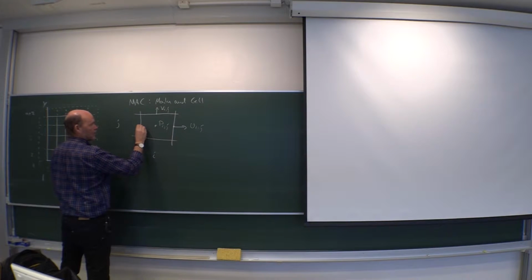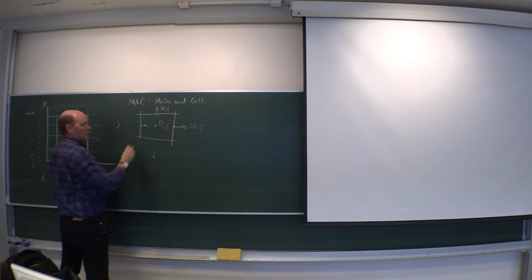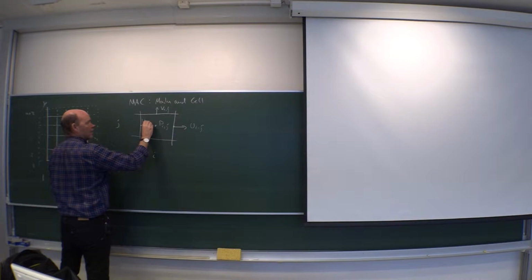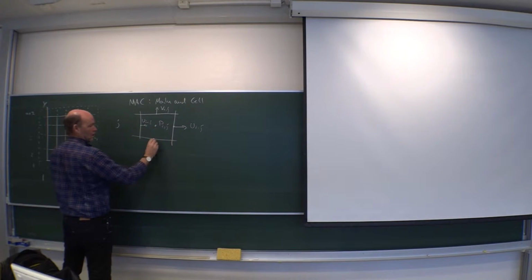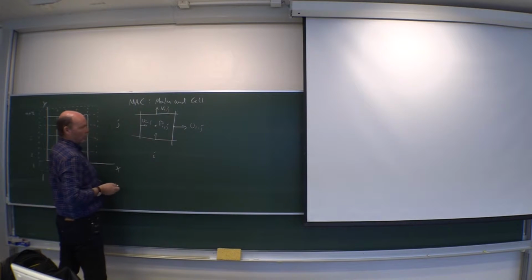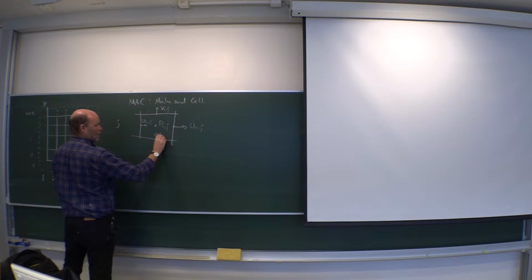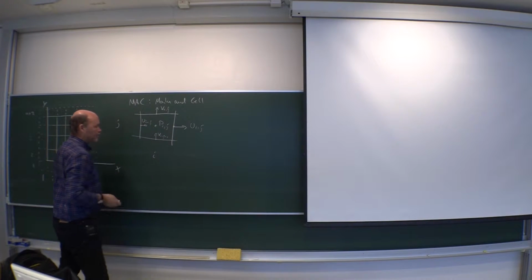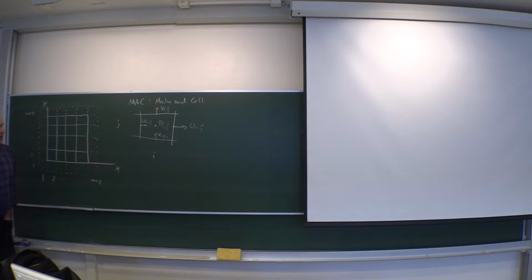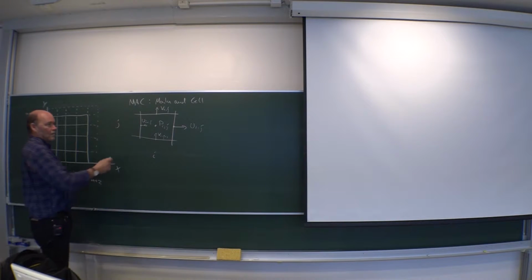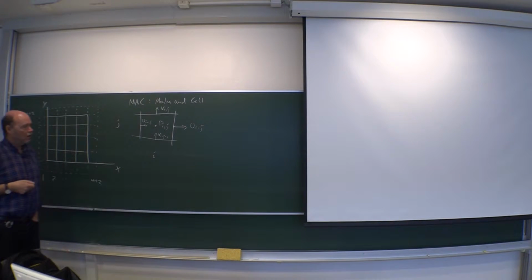That means the velocity here, what will it be? Well, it must be U, I minus 1, J. And down here, what will the velocity be? Well, that must be V, I, J minus 1. So that is the staggered mesh system.